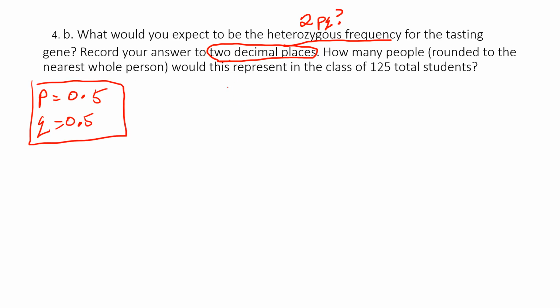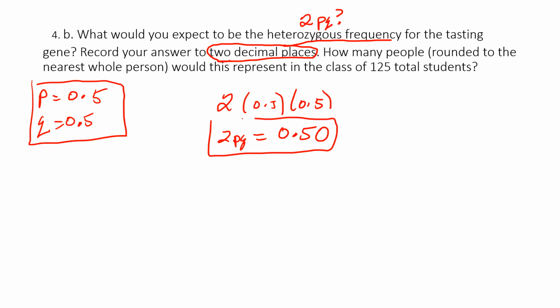And now we're just going to pop those into the formula. So 2 times 0.5 times 0.5. And that gives us 2pq equaling 0.50. Now that's the first part of the question. They're asking for the frequency of the heterozygous. That's what we get. But then they ask you one additional piece of information here.